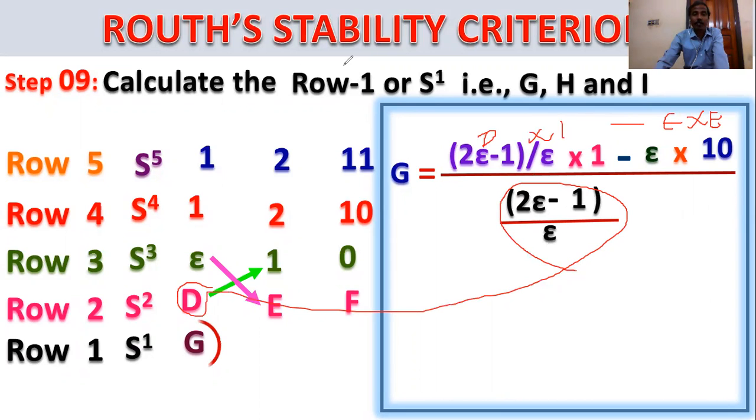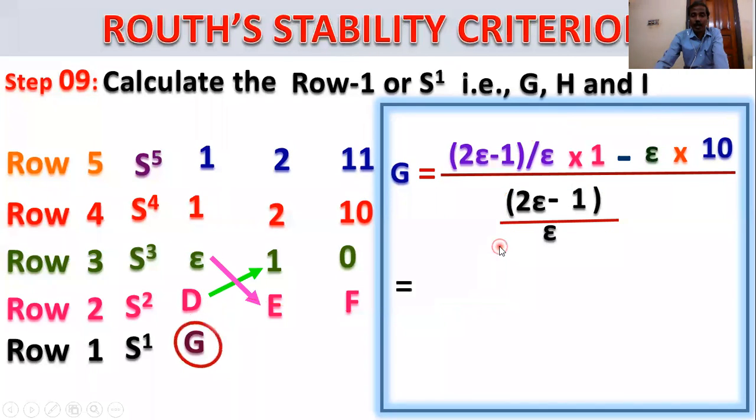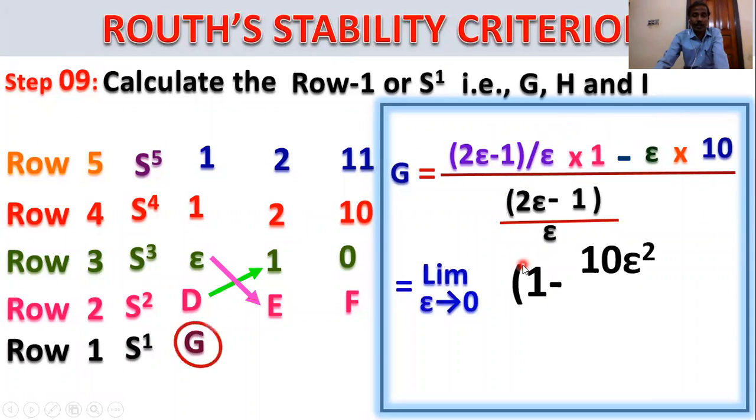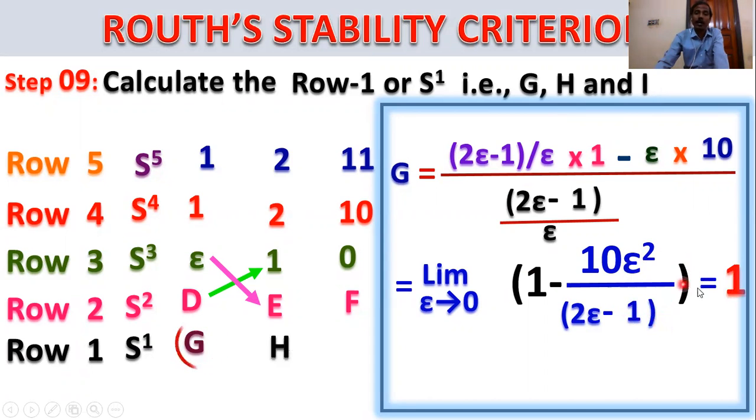Then what is the value of G? In the limit as epsilon tends to 0, 1 minus 10 epsilon square by 2 epsilon minus 1 is equivalent to 1. So G equals 1.